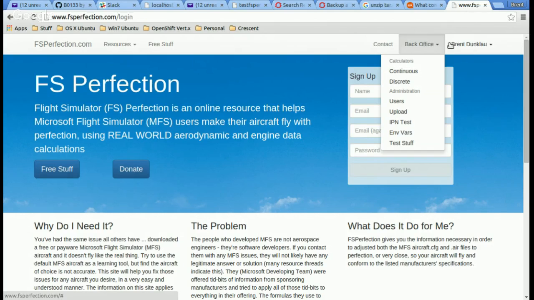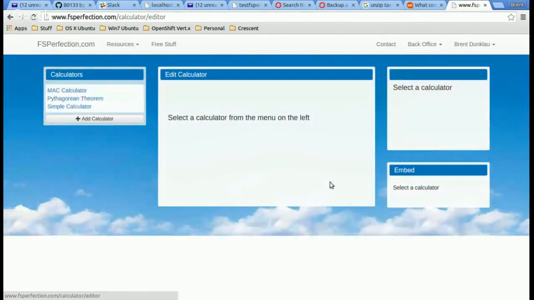So you've logged in, and under the back office, you've got two options for calculators. You've got discrete calculators, and continuous and discrete calculators. And we're going to look at the continuous calculators right now. What you see is I've set up three calculators for you. You can look at them and get a feel for the different kinds of calculators that you can create. And I'll show you how to create ones in a follow-up video.